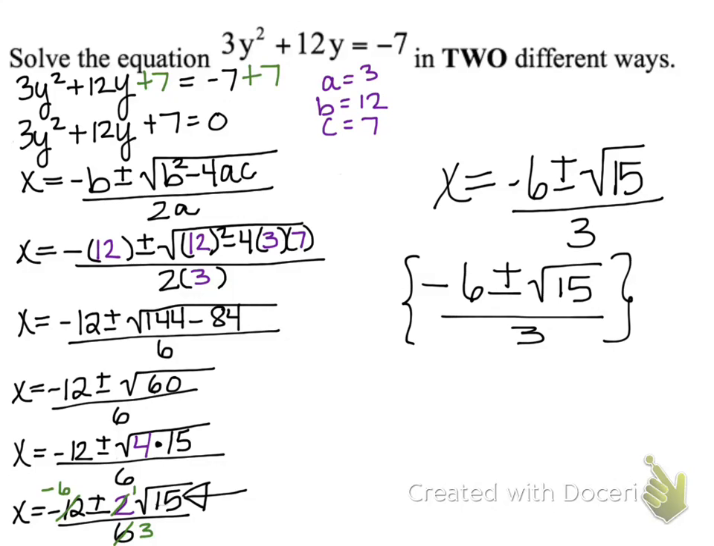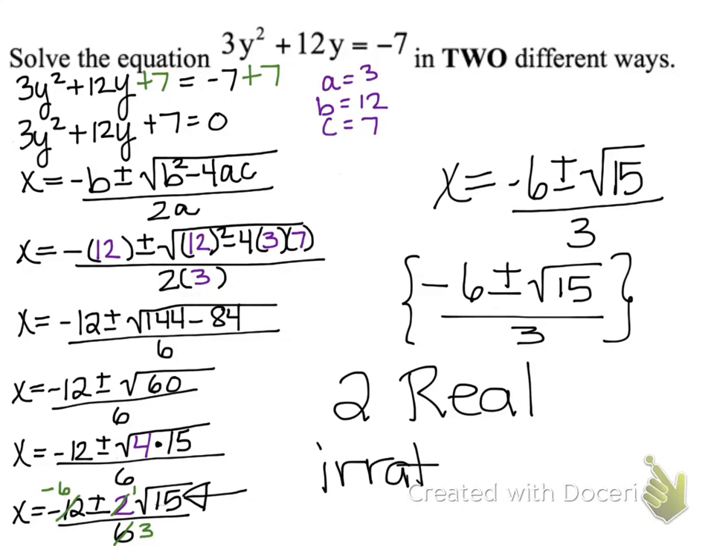Okay, so over here we have two real irrational solutions. The reason why I know they're irrational is because I have that square root of 15, and 15 is not a perfect square. So the square root of 15 is going to be an irrational number. If I were to graph this equation, that means I would have two x-intercepts, but they would be crossing at irrational numbers on the x-axis. So I would have two zeros, but they would be irrational numbers.